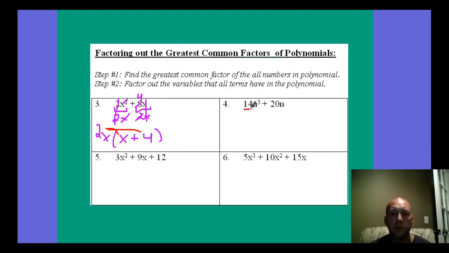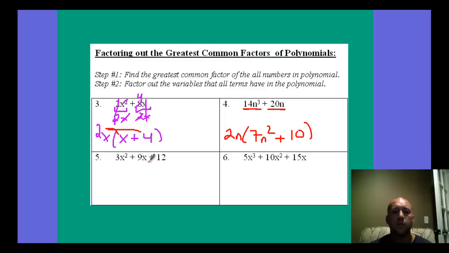And so we can look at the numbers separate than the variables, but you need to look at each term, really, is what we're looking at. So in these two terms, the GCF and the numbers, 2 is a common factor. 4 is not 2 and 7, but 2 is a GCF of those two terms, and then n is the most variables I can pull out of that. So we divide both those terms by 2n, I'll be left with 7n squared plus 10. And so this is factoring out a common factor.